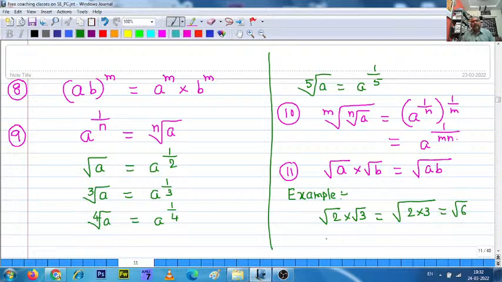Am I correct? Suppose root 2 multiplied by root 2. What do you get? You can chat with me. Root 2 multiplied with root 2. Obviously you will be getting root of 2 into 2, that is a perfect square, root 4. So 2 you will be getting. Clear? Right. Okay.